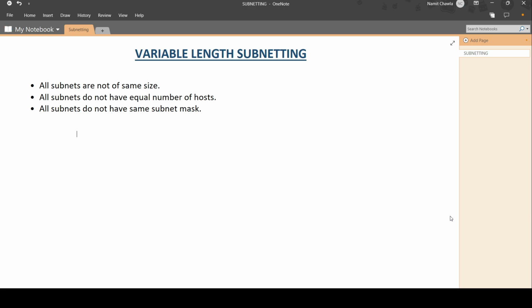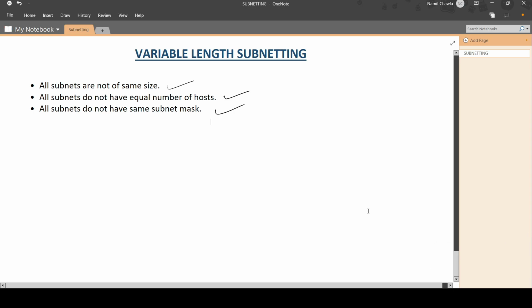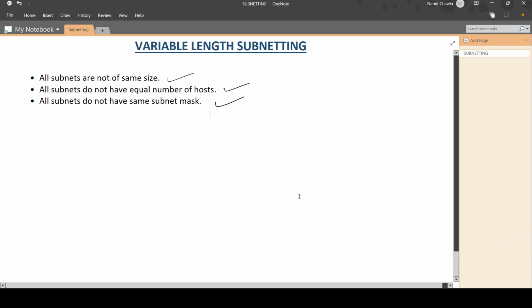Fairly easy. The task is fairly easy. Okay, I'll show you once again. See, it has some key points that you need to read out. The very first thing is all subnets do not have the same size. All subnets do not have an equal number of hosts. All subnets do not have the same subnet mask, because everything is going to vary over here. What we understand by variable length subnetting is that the subnet size can vary.